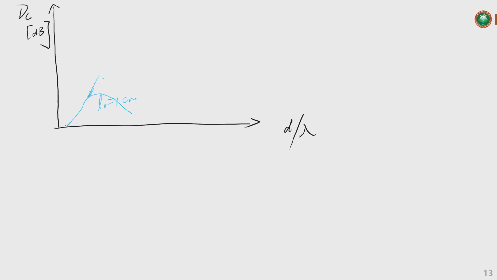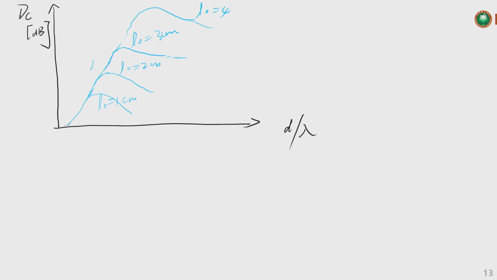So if I want to increase it further, maybe I increase the axial length to 2 centimeters. It increases, but it also has its own limitations, and then it decreases again. If I want to increase it further, I increase the axial length to 3. It also increases, but then it decreases. Same thing as I increase the axial length to 4, and so on.